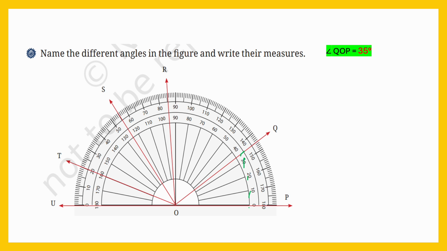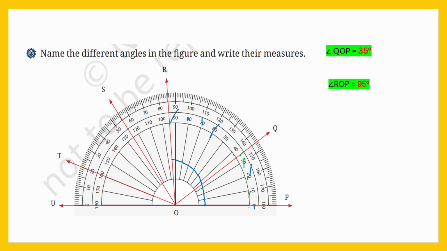Then we will see some other angles. Next we have angle ROP. You start from the rightmost side: 0, 10, 20, 30, 40, 50, 60, 70, 80, 90. Then the ray passes through the medium sized mark. So, 90 plus 5, that is 95. So, angle ROP is equal to 95 degrees.